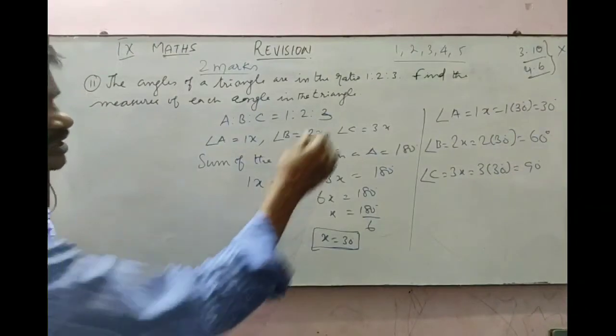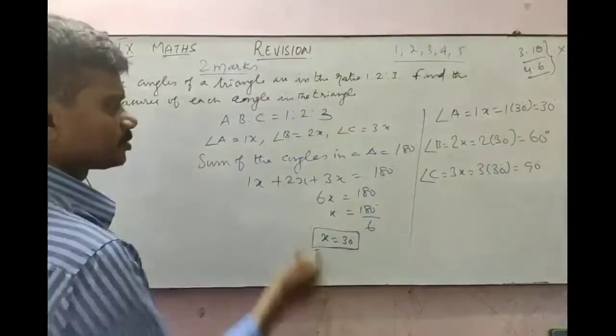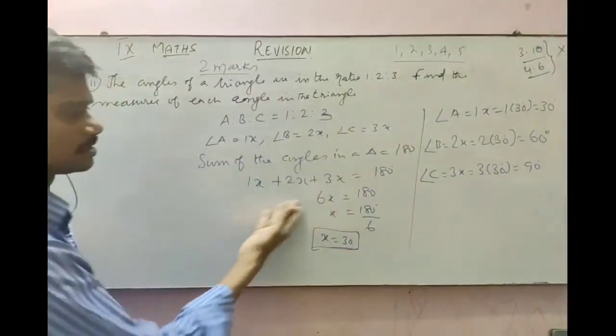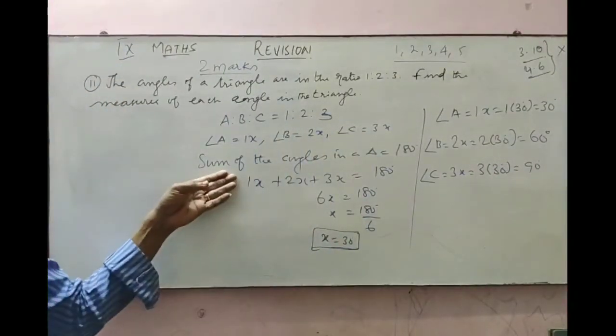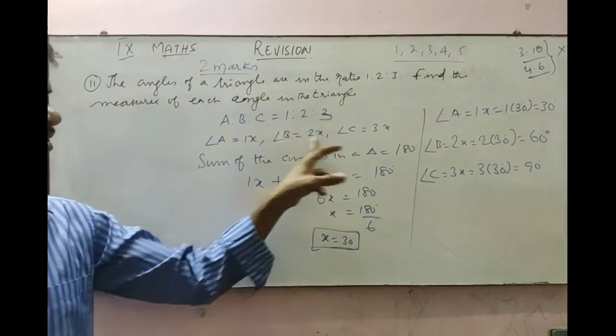If the question is in the ratio, you have to convert this ratio as some multiples of some variable, 1x, 2x, 3x like that. And then if you use the angle sum property, you will get the value of x and substitute the value of x again.